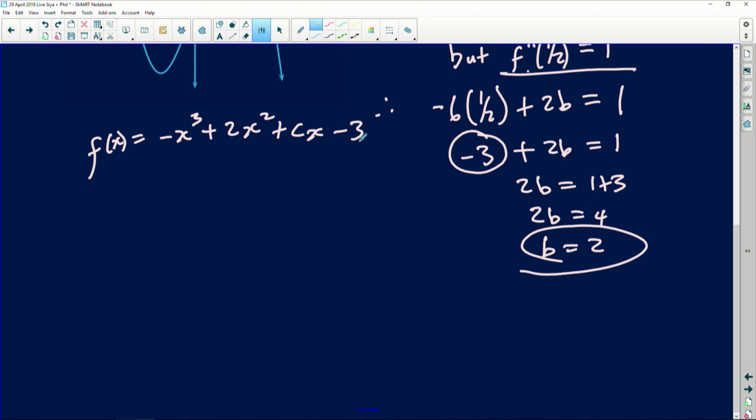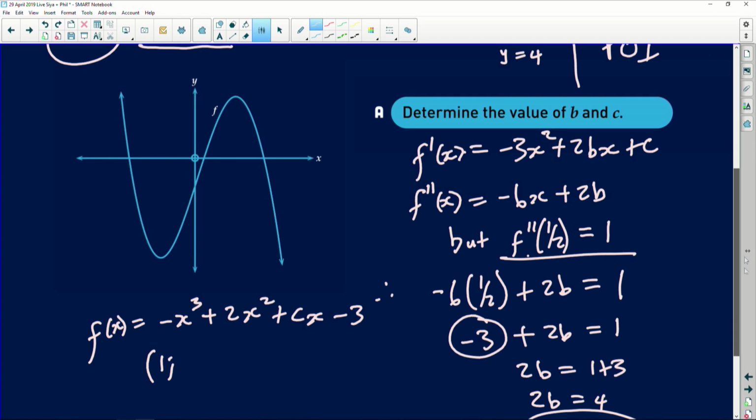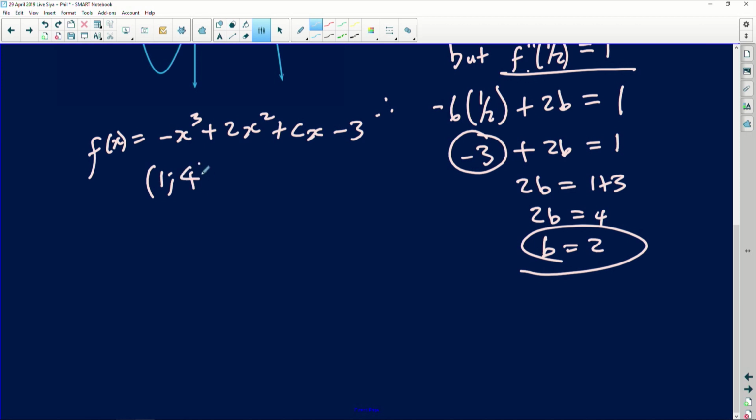The question said we want B and C. Therefore, to find the C, because we just found the B, I will then substitute the coordinates that I was given, which is 1 and, let's just go back and look at what we are given here, 1 and 4. Therefore, we're going to substitute the point 1 and 4. So this will be 4 is equal to, there I have negative into 1 all cubed, plus 2 into 1 all squared, plus C into 1 minus 3.